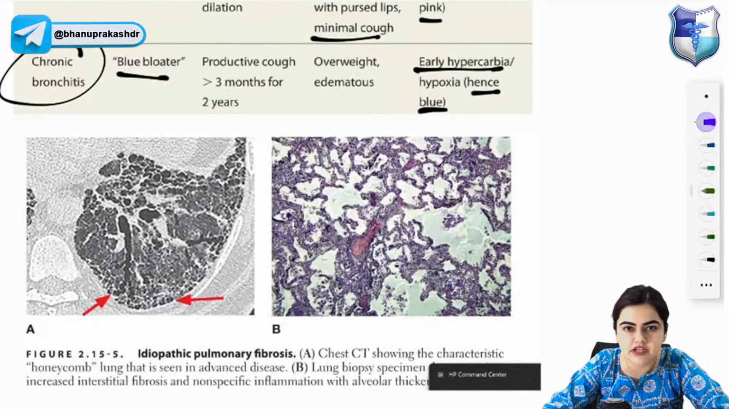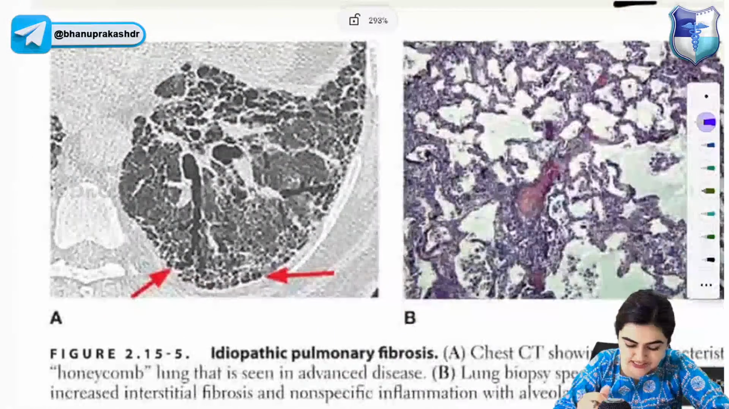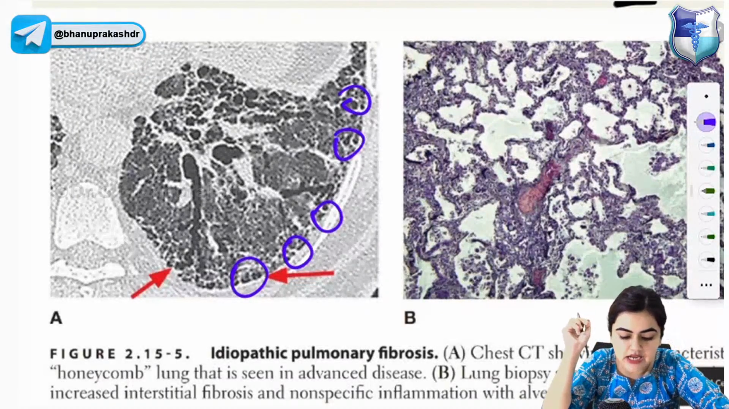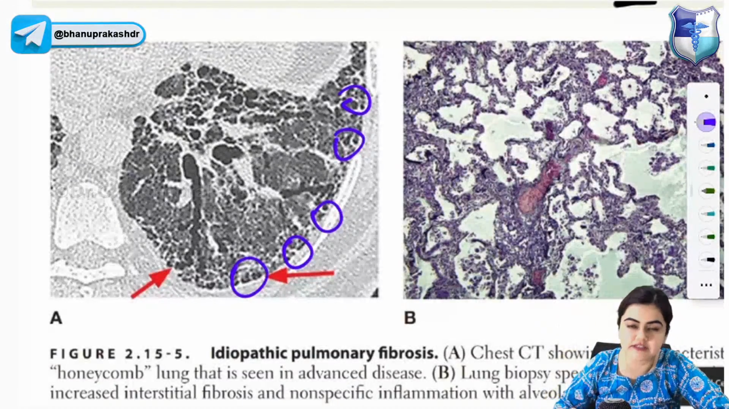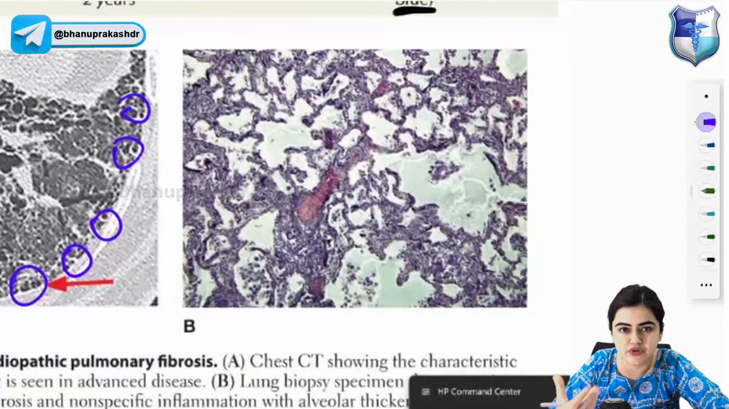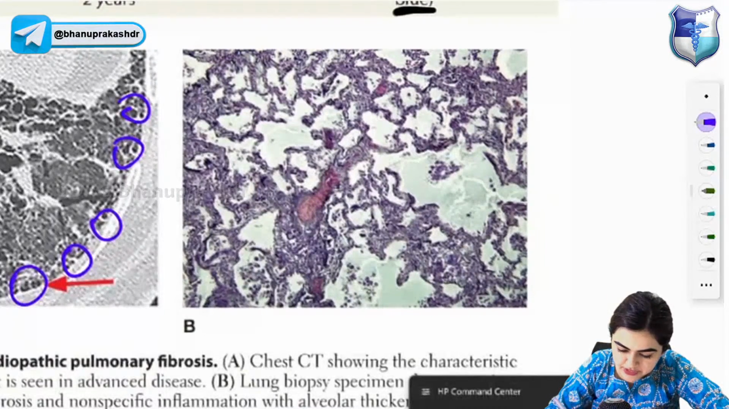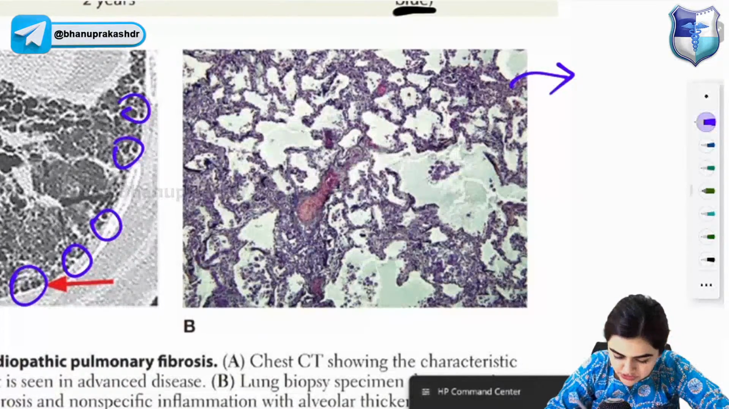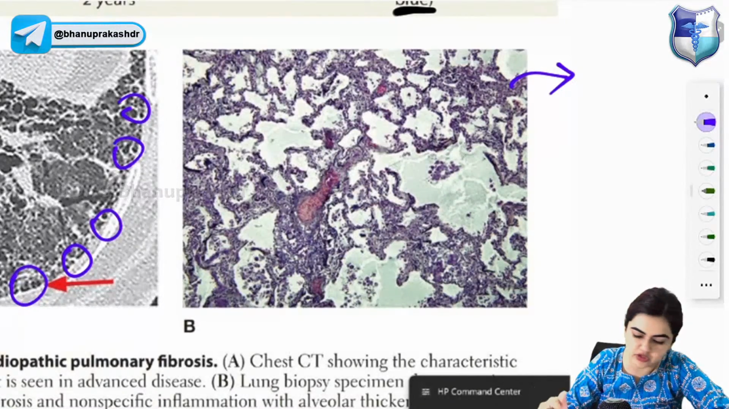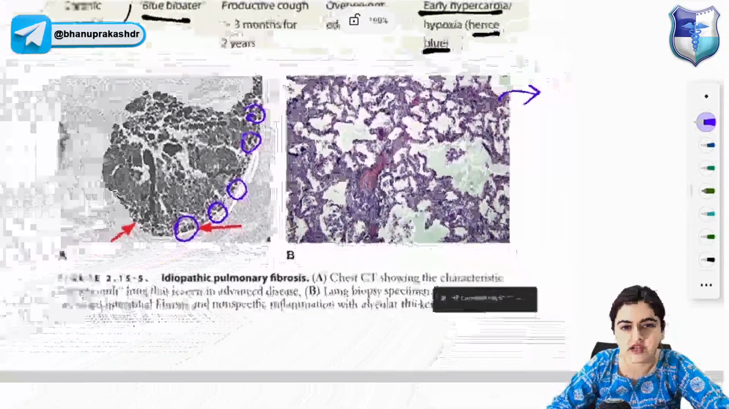So look at this image. What is it showing? The first one shows a chest CT with a characteristic honeycombing pattern in the periphery, which is seen in the advanced stage of idiopathic pulmonary fibrosis. The second image is a lung biopsy specimen demonstrating increased interstitial fibrosis and non-specific inflammation with alveolar thickening. These are the features of idiopathic pulmonary fibrosis. Clear?